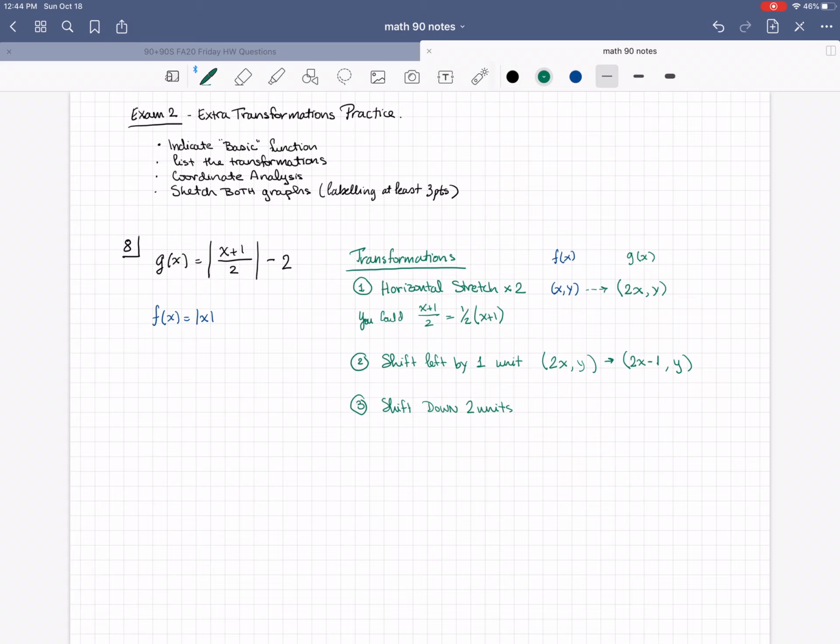It's not enough to just say it's a horizontal stretch. You have to specify how much of a stretch. So really use this listing the transformation step to be really explicit about everything that's happening here.